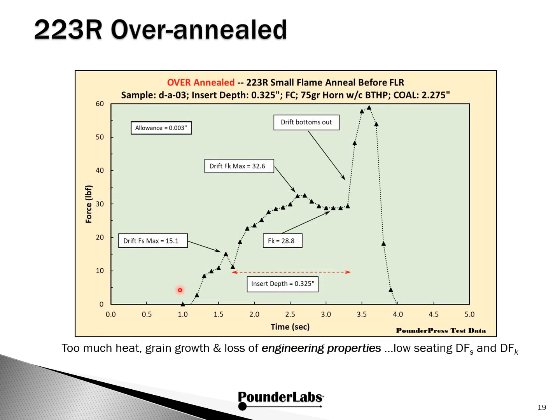Here's an example from our Group C, over annealed. You'll see DFS is now down to 15 from 26, DFK is down to 33 from 47, and the FK is down from 39 to 29. And you'll notice this profile is very rounded and very flat. So we're still at the same allowance of 3 thousandths.